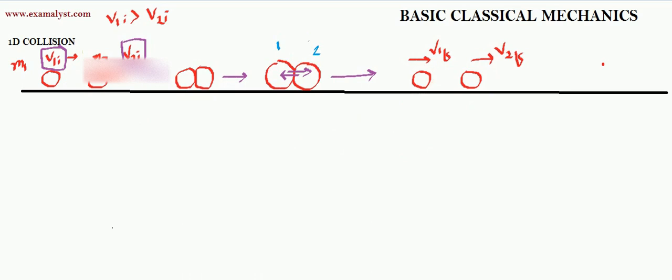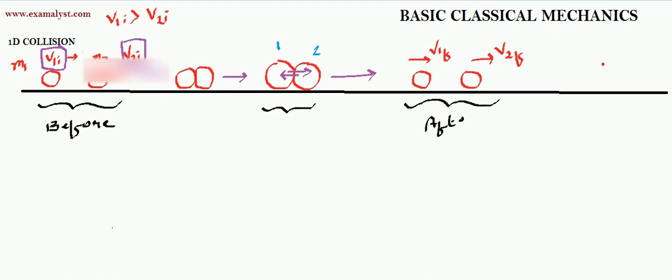Agreed? So now, once this has been done, collision is complete. This was the starting part of the collision where they were approaching each other, this was the part where they collided, and this is what happened after collision. And remember, we are always concerned with the data before collision, and then the data after collision.